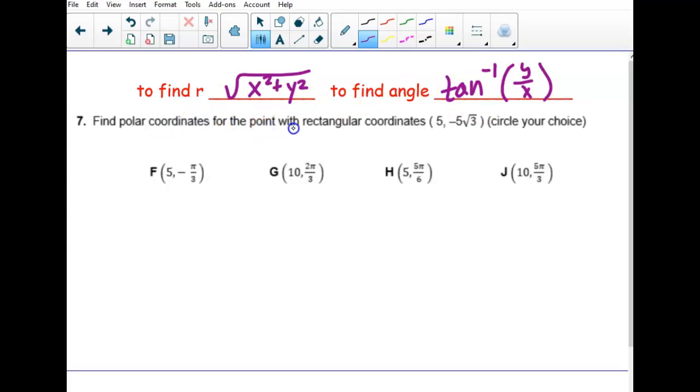So find the polar coordinates with these rectangular coordinates. Now, my suggestion is you use special right triangles. It'll be a whole lot easier than trying to do Pythagorean theorem on those disgusting numbers, okay? But it's up to you. 5 to the right and down 5 square roots of 3. How does that look, guys? What's your special right triangle there?